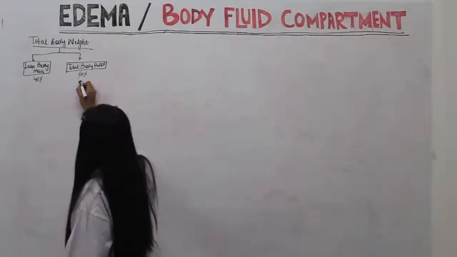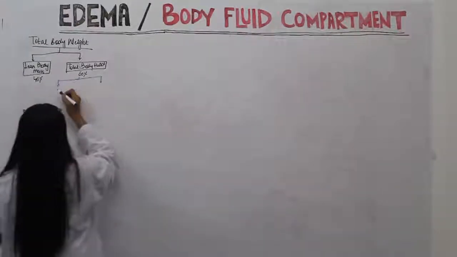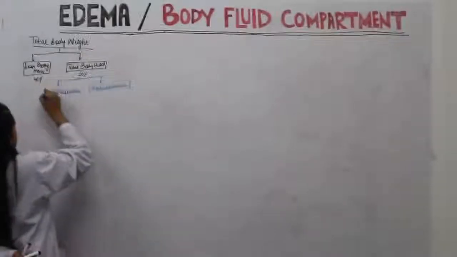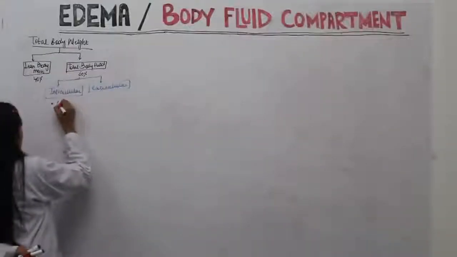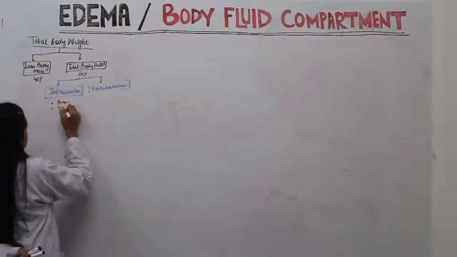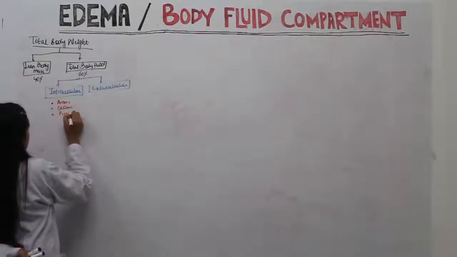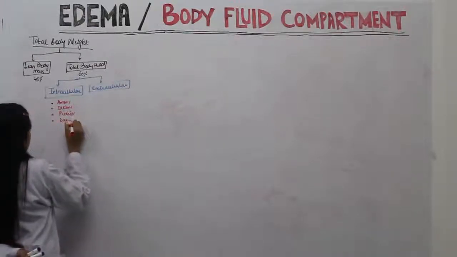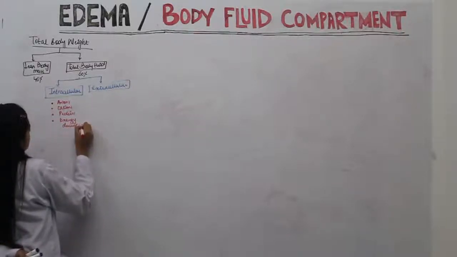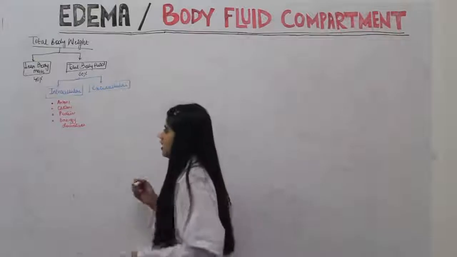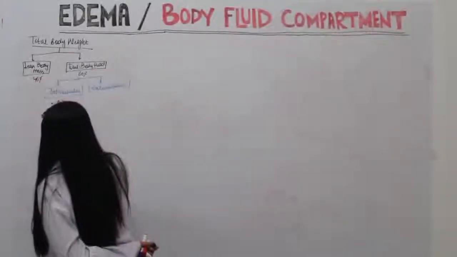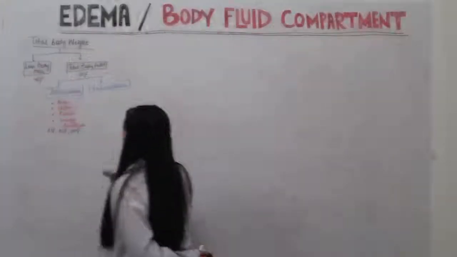Afterwards, we subdivided this total body fluid into two components, intracellular and extracellular. In the intracellular compartment, we described positive charges, negative charges, anions, cations, proteins, and energy derivatives. And what are the energy derivatives? Don't tell me that you don't know. I want you to answer. Energy derivatives means ATP, ADP, and AMP, and stuff like that.